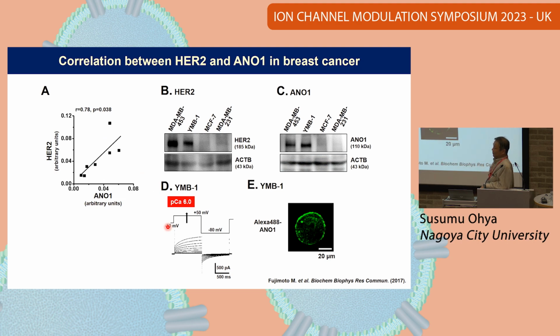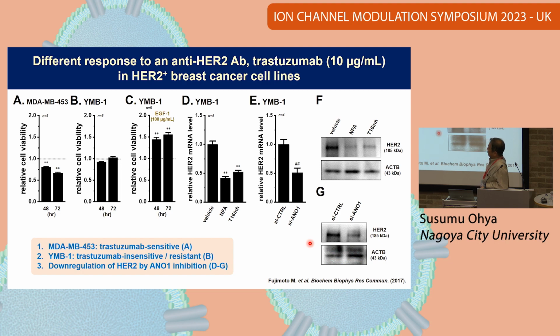In breast cancer patient biopsies, N1 expression is positively correlated with the HER2 expression. Among the breast cancer cell lines, HER2 positive 453 and YMB1 cells highly expressed N1. In YMB1, calcium activated chloride current is observed, and N1 protein is located at the plasma membrane. They have different anti-HER2 antibody sensitivity. The 453 cells are sensitive to the anti-HER2 antibody trastuzumab, and YMB1 is insensitive to it.